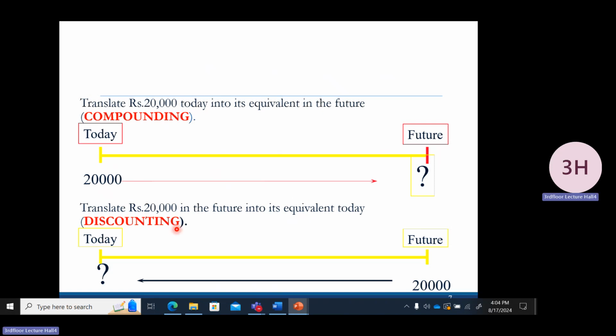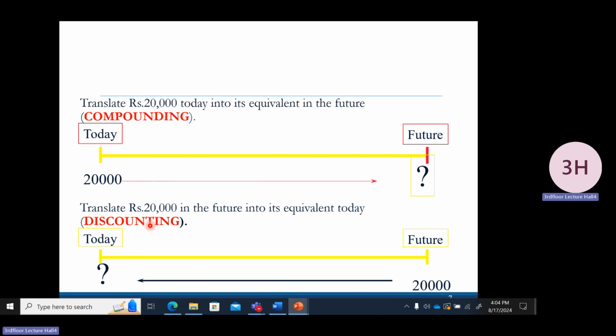So what is discounting? Suppose you are getting 20,000 in 5 years in the future, and you want to assess the present equivalent value of this 20,000. Then you have to come back in the timeline. That process we call discounting. So throughout this topic, throughout this lesson, you have to compound and you have to discount. That's all. Very easy.